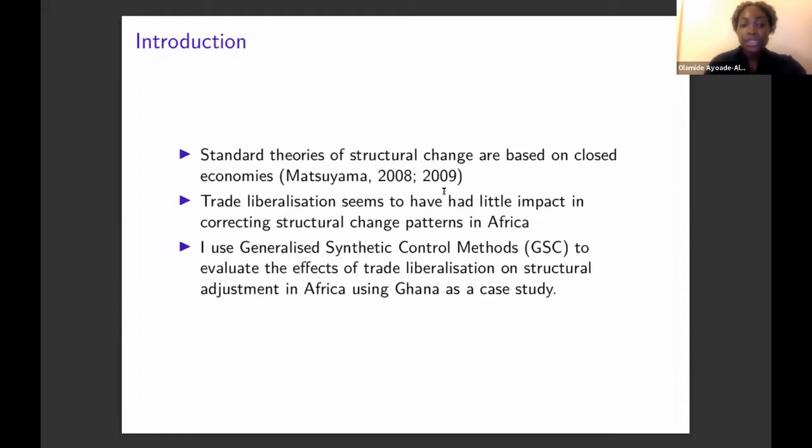Therefore, I use the generalized synthetic control method to evaluate the effect of trade liberalization on structural change using Ghana as a case study. I focus on one country because country case studies force us to understand the institutional and historical context in which these liberalization policies operate.